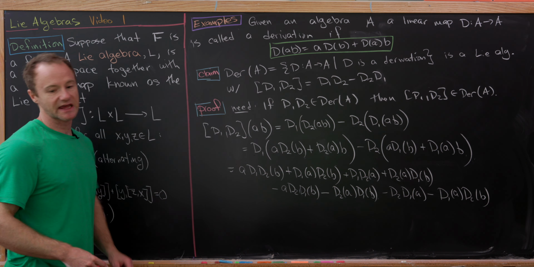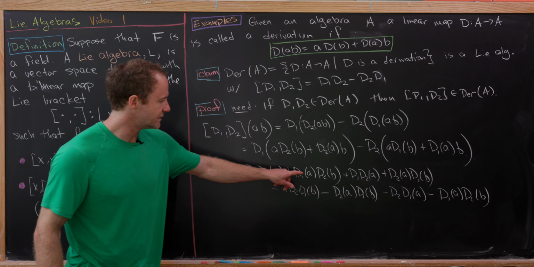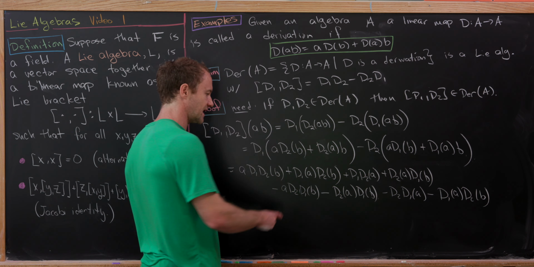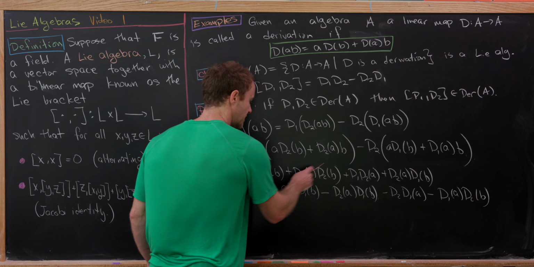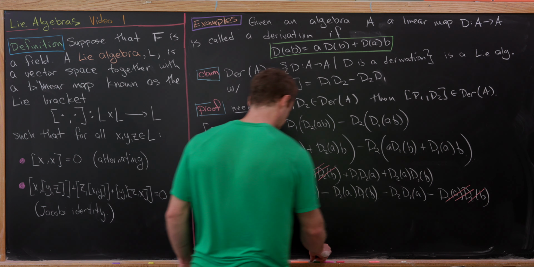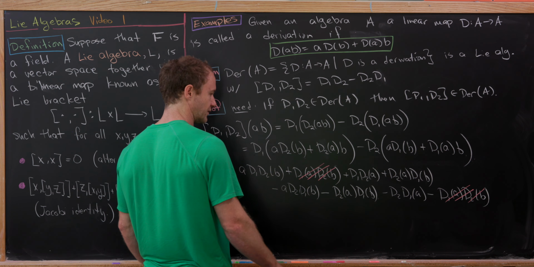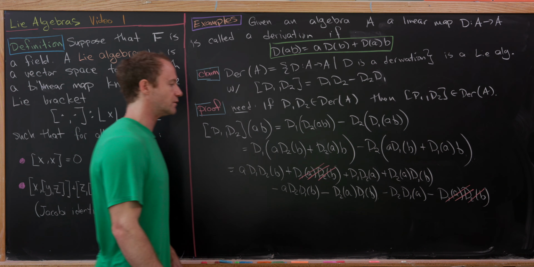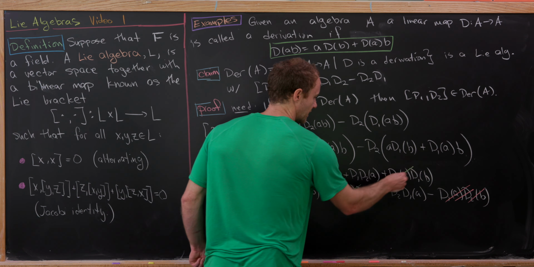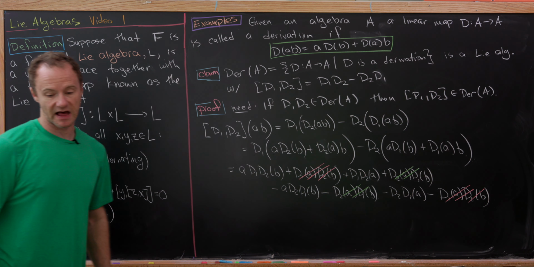And now let's start canceling things. So let's see, we've got d1A d2B. Do we see another copy of that with a minus sign? Yes, we do, way over here. So this term will cancel this term out. Then let's see, we have a d2A d1B. Do we have another one of those? And we do, we have it right here. So those two cancel out as well.